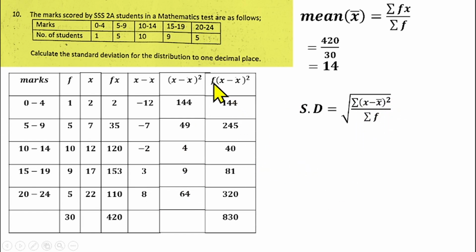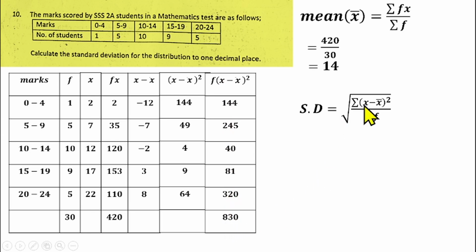Then your frequency will now multiply x minus x bar squared, so we'll be having f open bracket x minus x bar squared. That is to say your frequency here will multiply this. So you have 1 times 144, that gives us 144. 5 times 49 gives us 245. 10 times 4 is 40. 9 times 9 is 81. 5 times 64 gives us 320. Then you find the summation of what you get here. Summing together, that gives us 830.